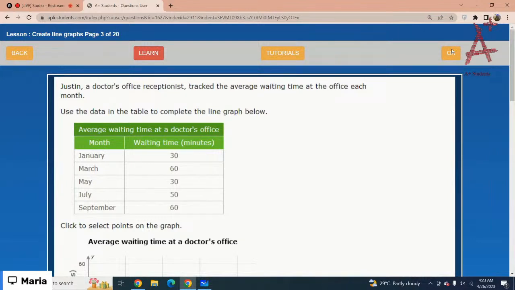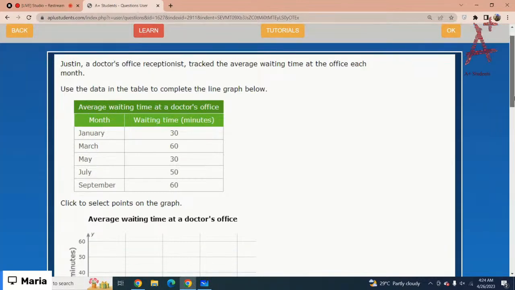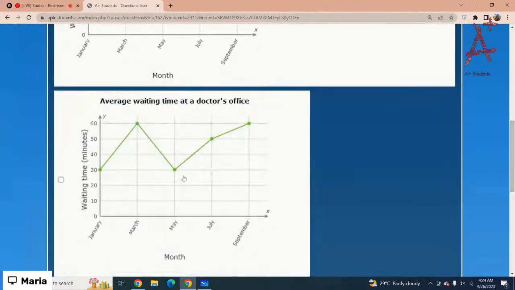Justin, a doctor's office receptionist, tracked the average waiting time at the office each month. Use the data in the table to complete the line graph below. So the values are 30, 60, 30, 50, 60. So that is the correct option. Option number one is the correct option.